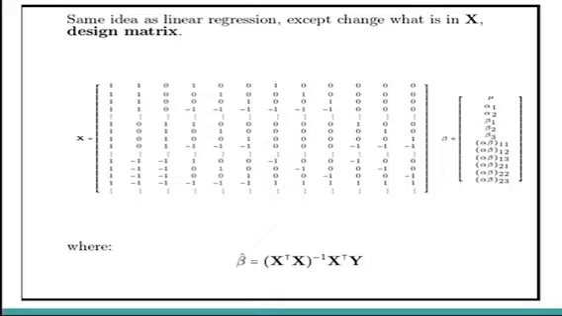Now, how do we set up the design matrix X? What if I ask you to set up the design matrix X? That's super easy. Each column represents each of these terms. The first column is 1, 1, 1, 1, 1, 1. That's like a constant, an intercept.